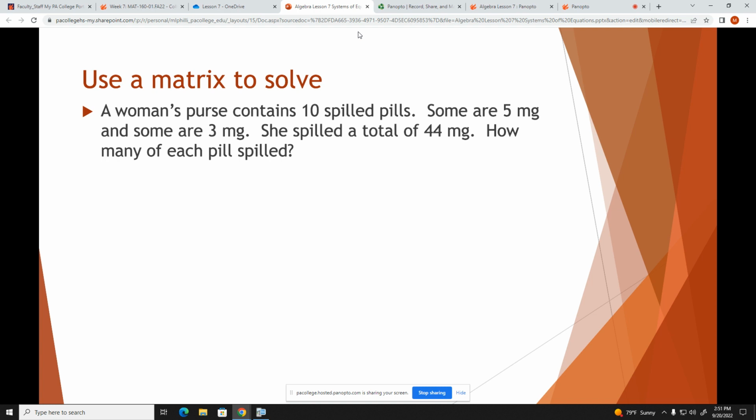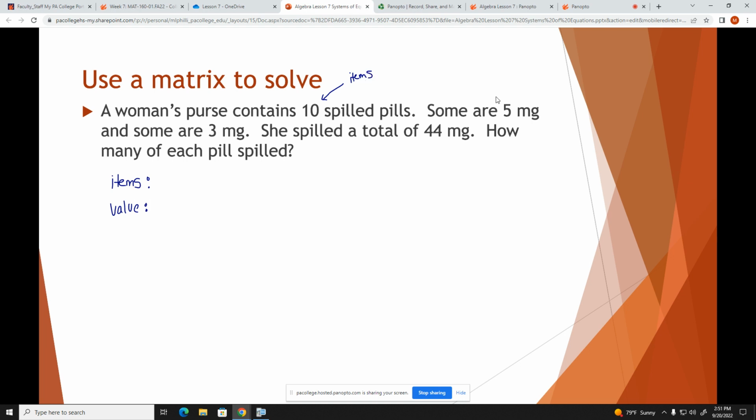So reading, it says a woman's purse contains 10 spilled pills. Some are 5 milligram and some are 3 milligram. She spilled a total of 44 milligrams. How many of each pill spilled? So when we are dealing with a word problem, one strategy we said is to write an items equation and then a value equation. And it feels like this word problem is going to fit into that strategy. So as far as items, there are 10.